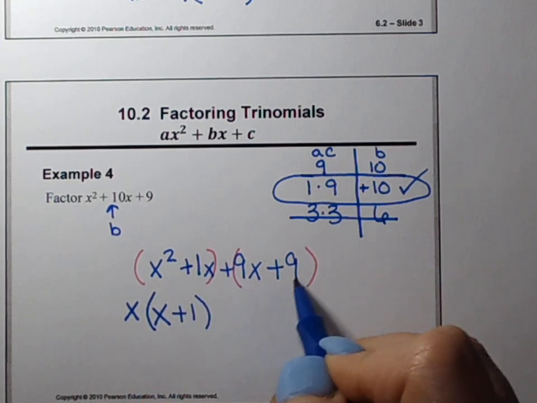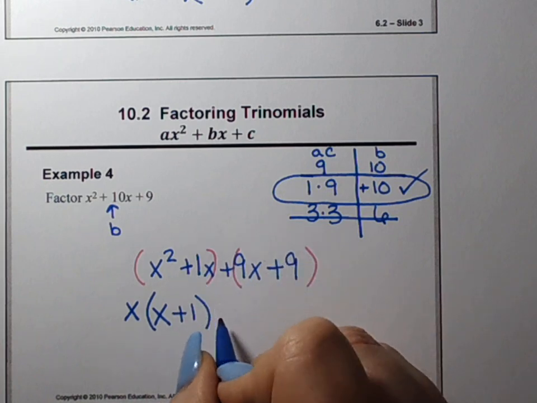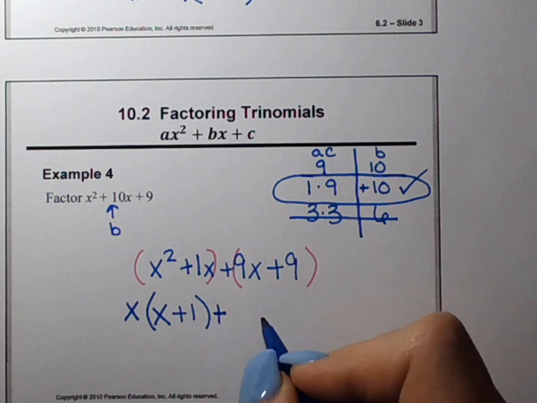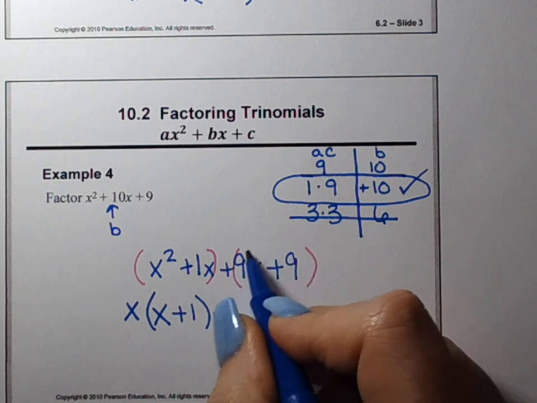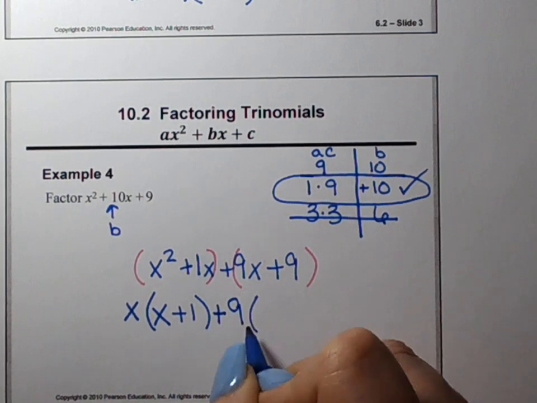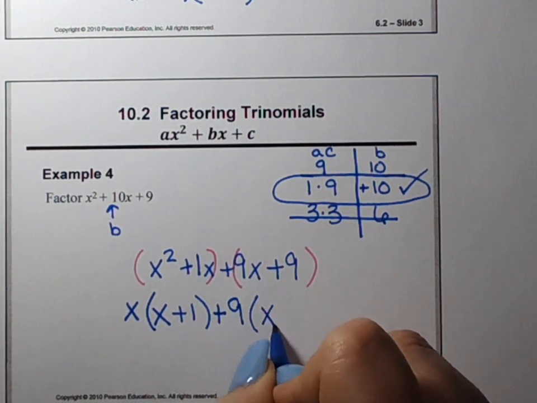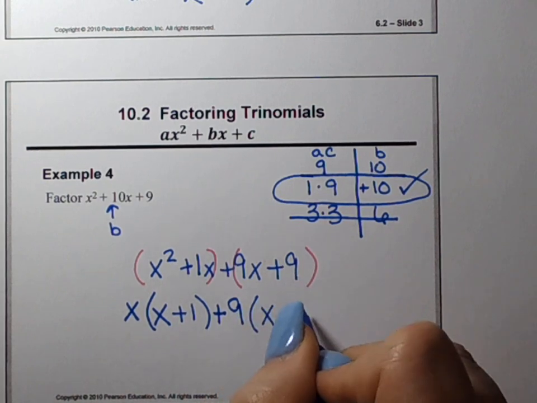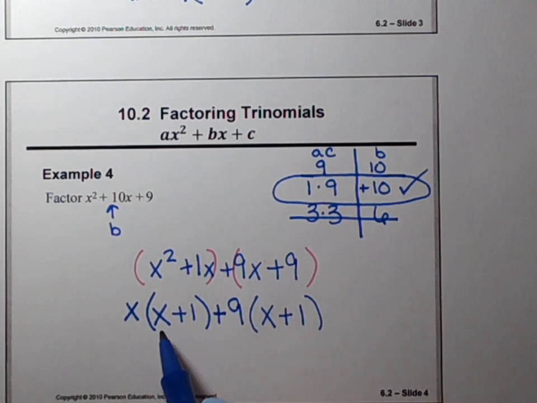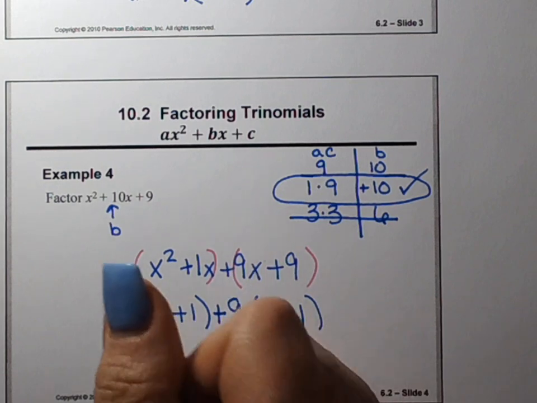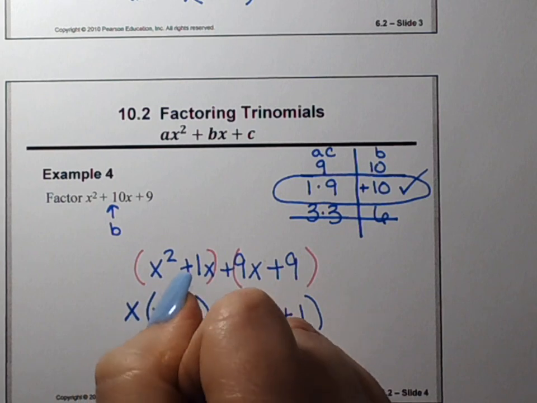Now I'm going to do the same thing with my second grouping, just like we've been doing. So I've got a plus that I bring down, that positive, and my GCF here is going to be a 9. So I open my parentheses, 9 times x would give me 9x, and 9 times 1 would give me 9. Alright, so do my parentheses match? They sure do. So that is my first term. We've done it correctly. X plus 1.